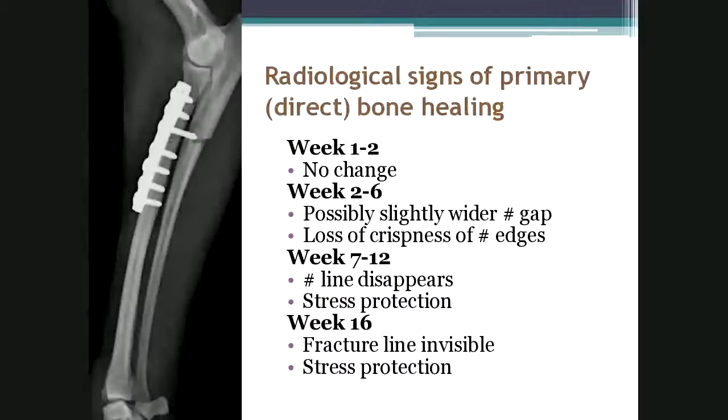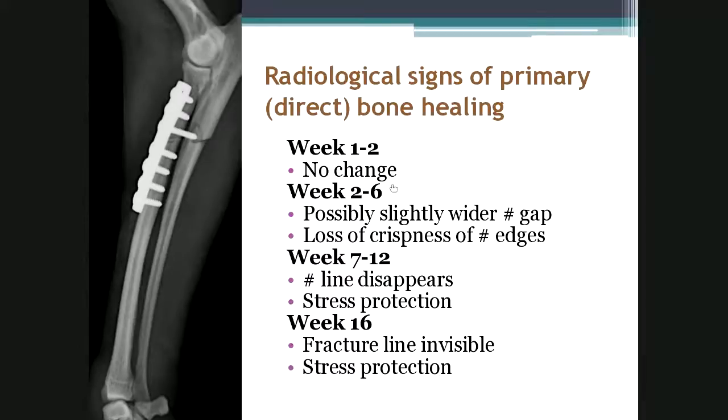The radiological findings of primary bone healing are very different to that of secondary bone healing. In week 1 to 2, we generally don't see any change. After week 2 to 6, there might possibly be a wider fracture gap and loss of crispness of the edges, because some bone resorption and necrosis will still occur. By week 7 to 12, the fracture line will start disappearing, but a phenomenon of stress protection may occur.